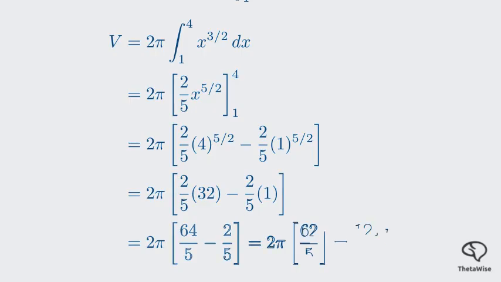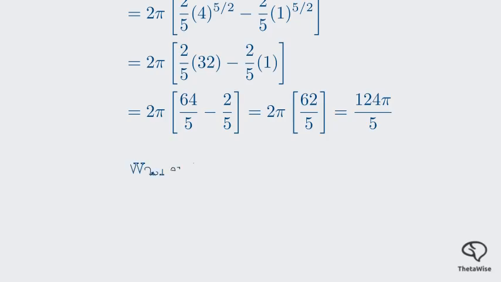Evaluating from 1 to 4 gives the same result, 49 pi over 5. Wait, what happened? We got a different answer. This highlights a common trap.